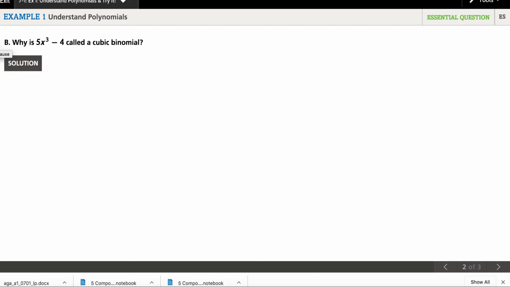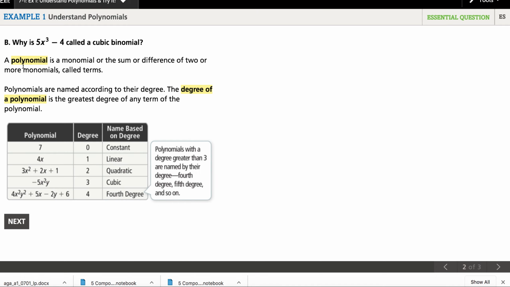Part B. Why is 5 times x cubed minus 4 called a cubic binomial? Okay, let's take a look at the solution. A polynomial is a monomial or the sum or difference of two or more monomials called terms. As you see here, this is one monomial, this is the other one, and it makes a polynomial, poly, too many, more than 2, right? Polynomial, and this makes a cubic binomial.